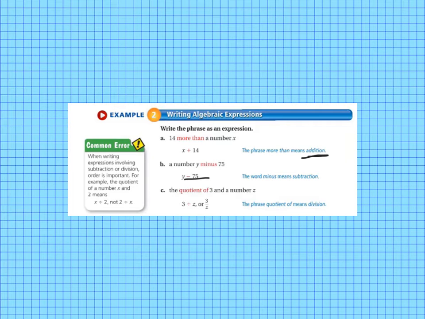Letter C, the quotient of 3 and a number Z. Quotient always means division, or usually means division. And so you want to keep things in the same order that they're in the sentence. Let's take a look at this common error over here, because that's what I've been hinting at. It says, when writing expressions involving subtraction or division, order is important. For example, the quotient of a number X and 2 means X divided by 2, not 2 divided by X.